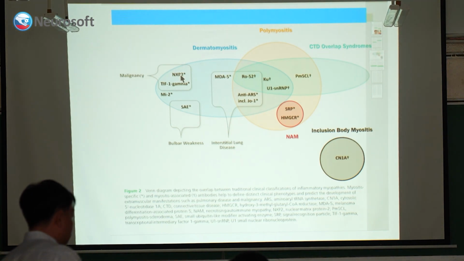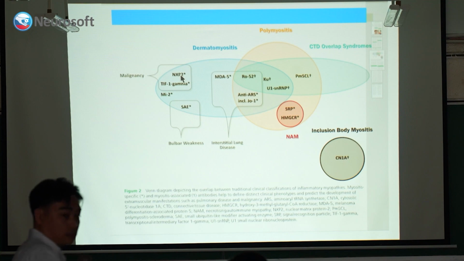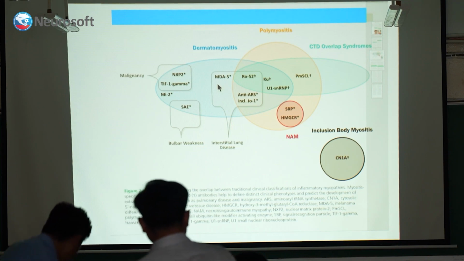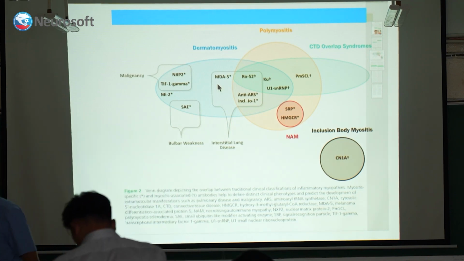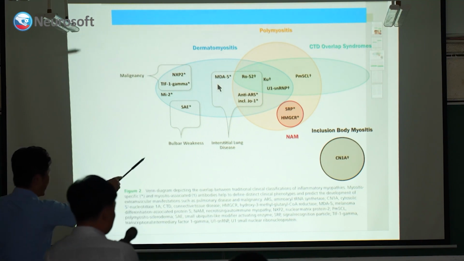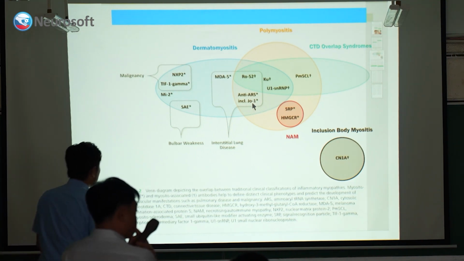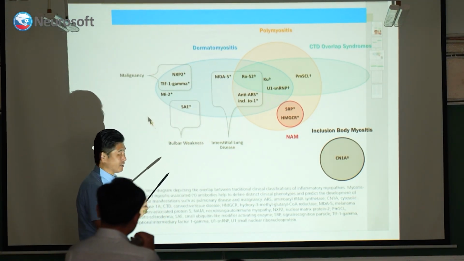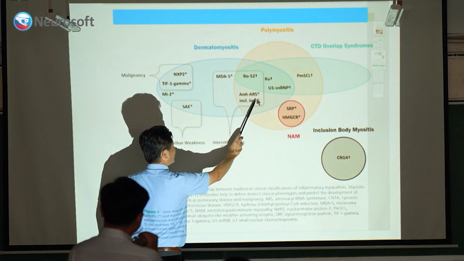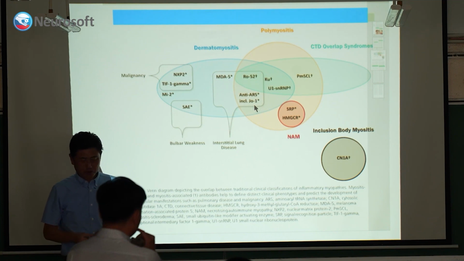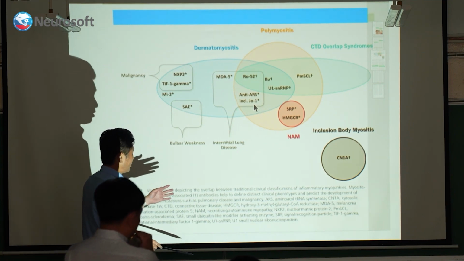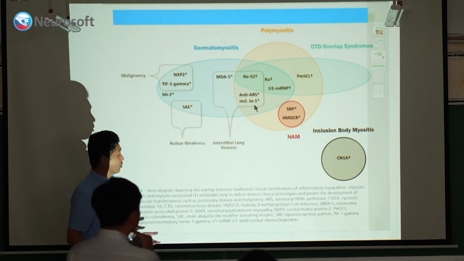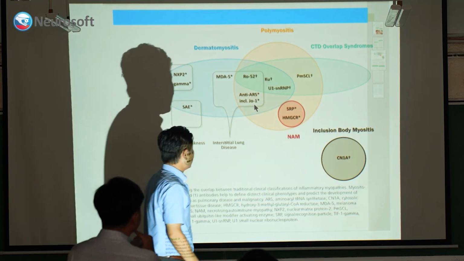Which one is it? NXP2, TIF1-gamma, Mi-2, MDA5, and SAE. Those are dermatomyositis. Which one were you saying yesterday? That was perifascicular necrosis. Yeah, well, that is Jo-1. Oh. Yeah. So for me, this is dermatomyositis. But clinically, like ARS, Jo-1, many cases show skin rash. So clinically, dermatologists and rheumatologists also call this dermatomyositis. This is the clinical condition. Yes. And you have to be careful.